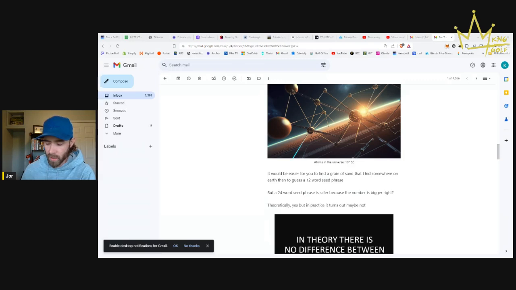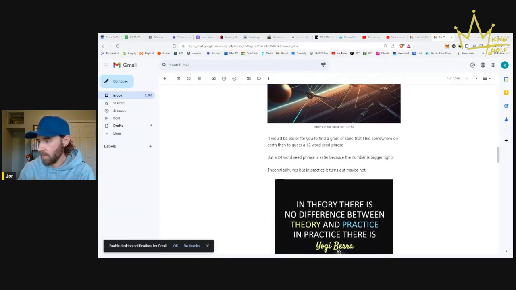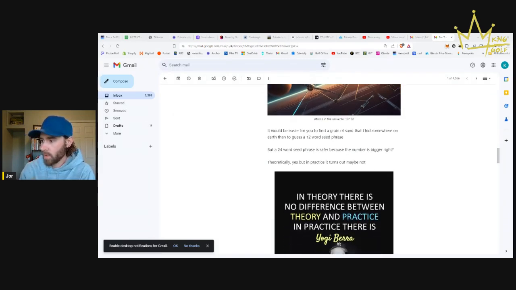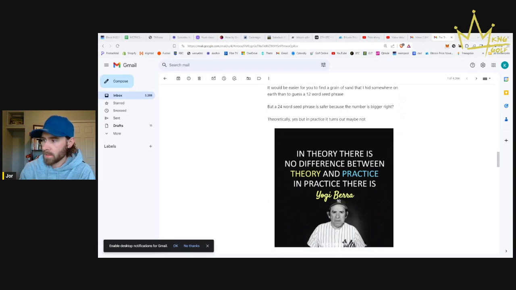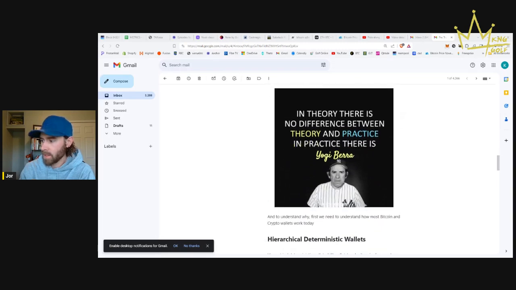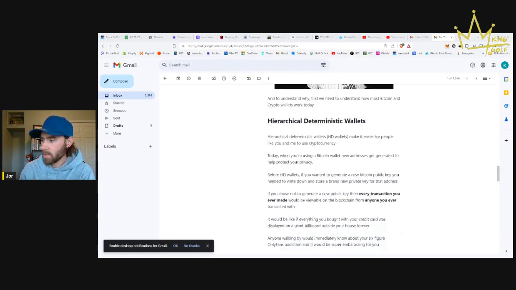So then it keeps going though. It says, and this was interesting to me, that a 24-word seed phrase is safer because the number is bigger, right? And it says theoretically, yes, but in practice, it turns out maybe not. So then it gets into the wallets and how they generate the key phrases or the backup phrases.